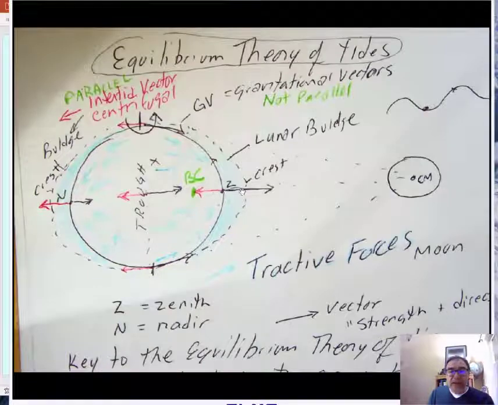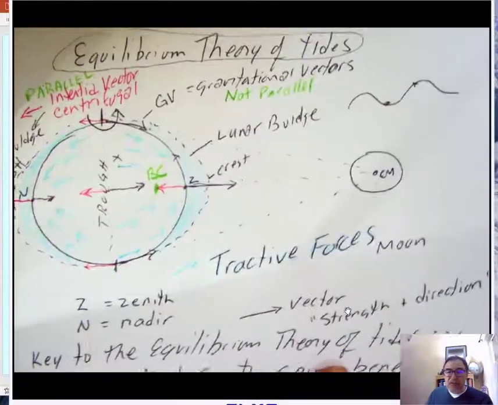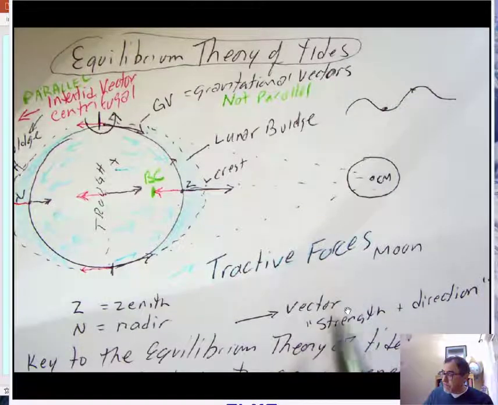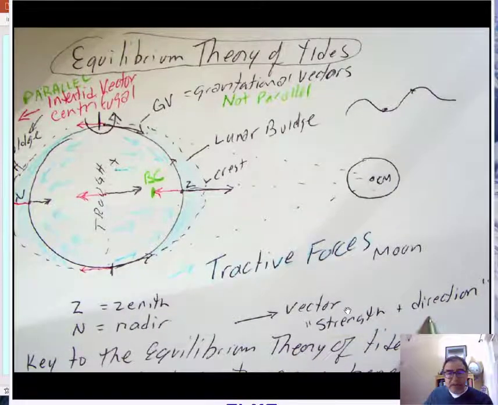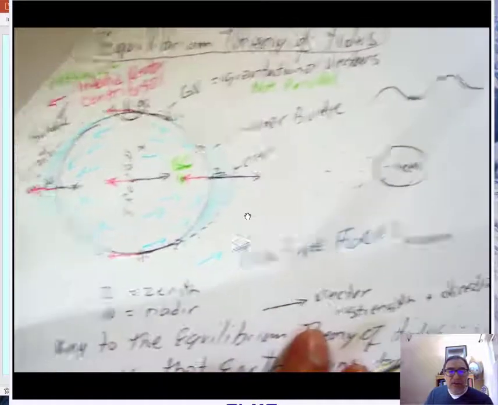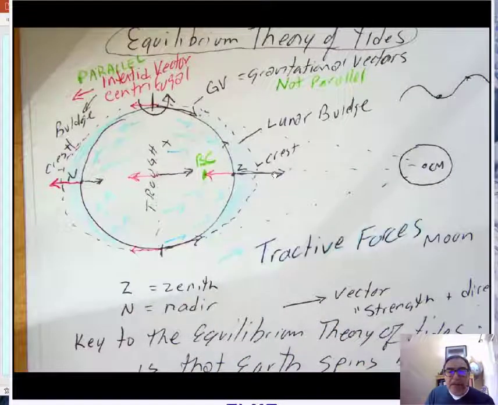And then I have these vectors, these arrows. The key thing about a vector is that it shows strength and direction. Strength and direction is the key thing. So relative strength in our case, right? You can see I have the vectors drawn longer at the zenith, right? So in other words, there's more gravitational force there.